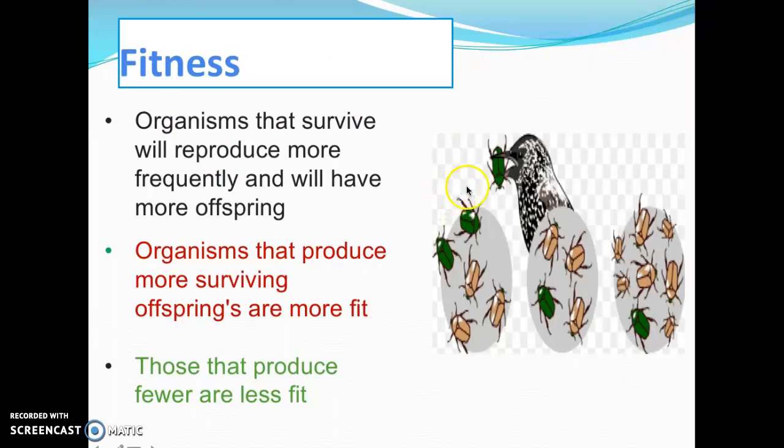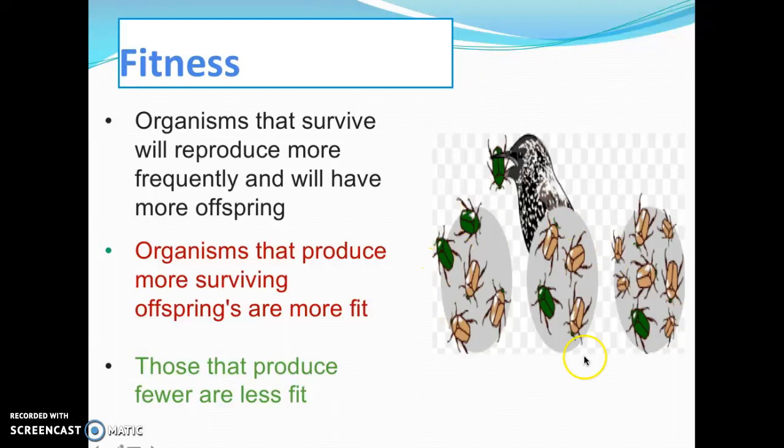Okay? The next word is the word fitness. And fitness is a really interesting word because it means that organisms that survive will reproduce more frequently, and will have more offspring. So those organisms that will have more and more frequent offspring are the ones that are going to be more fit for their environment. So it says here that organisms that produce more surviving offspring are more fit over those that produce fewer offspring.